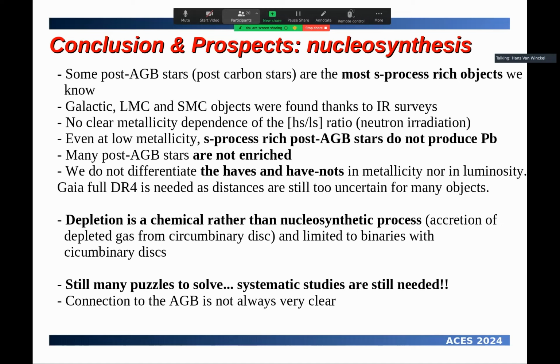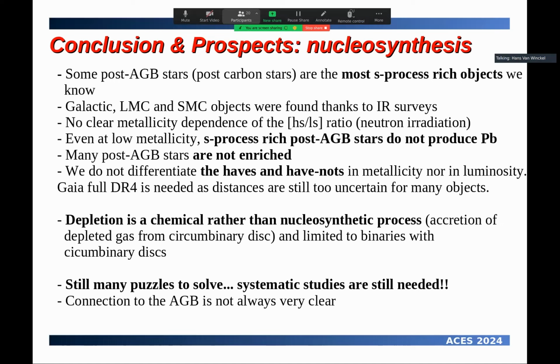Many post-AGB stars are not enriched at all, so we have to find mechanisms that are common and that are blocking the S process from occurring. We do not differentiate the haves and the have-nots, and depletion is a chemical process which is now understood in the sense that we know the conditions under which it occurs, but that does not mean that we understand the full process. So there are still many puzzles to solve, and systematic studies are still needed.